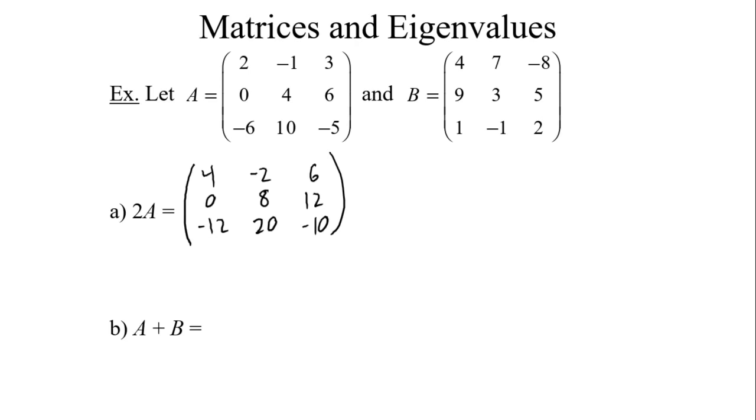If I wanted to add two matrices, it really is just a matter of adding the corresponding parts. So if I do A plus B, 2 plus 4 is 6, -1 plus 7 is also 6, 3 plus -8 is -5, 0 plus 9 is 9, 4 plus 3 is 7, 6 plus 5 is 11, -6 plus 1 is -5, 10 plus -1 is 9, and -5 plus 2 is -3. Okay, so again, adding two matrices, no big deal. Just add the corresponding pieces.